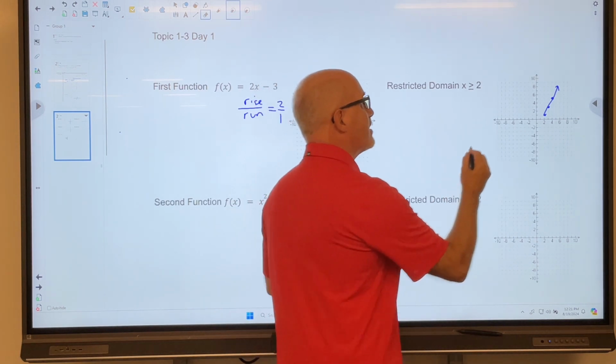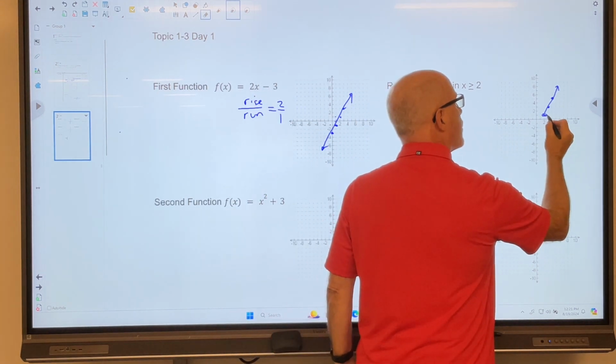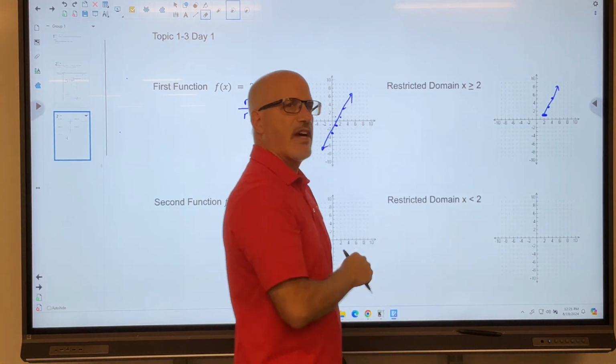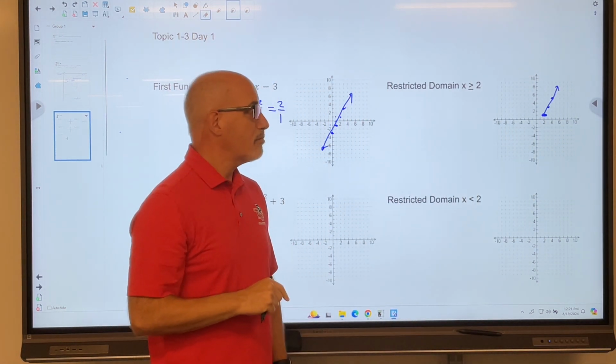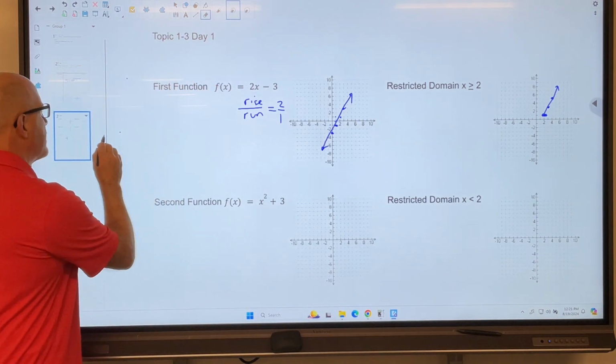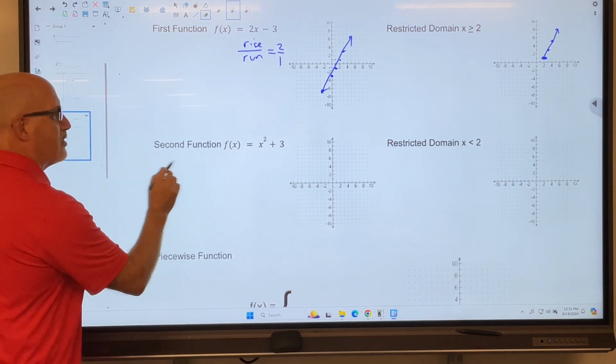So this is how you restrict a domain: you only do the part that it tells you. I'm not using any x values less than 2. All right, so same graph as that, just stopped, and the rest of that has been erased. Okay, let's do this one now.